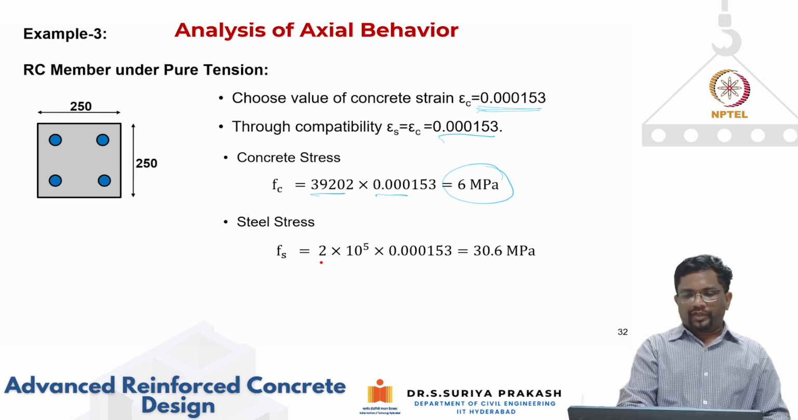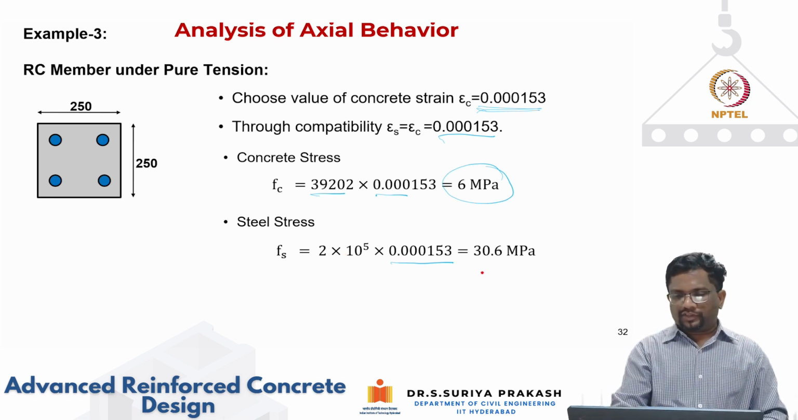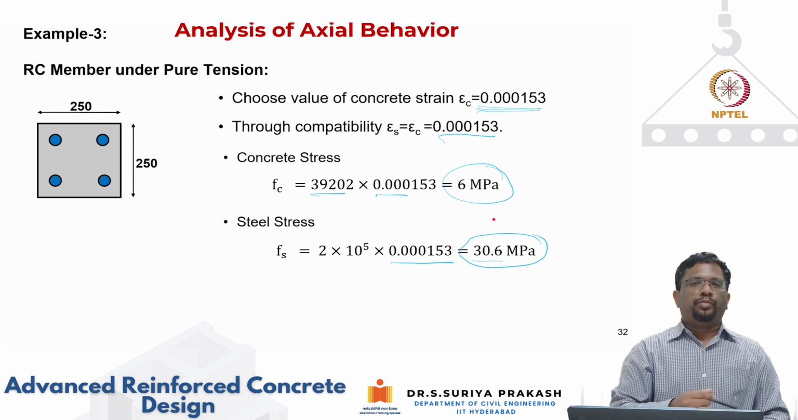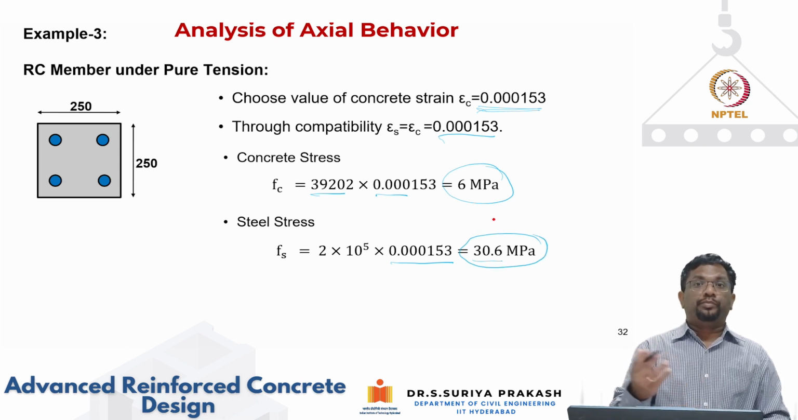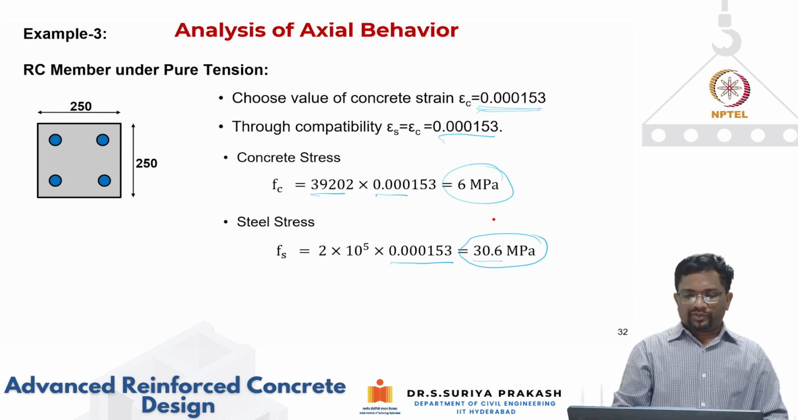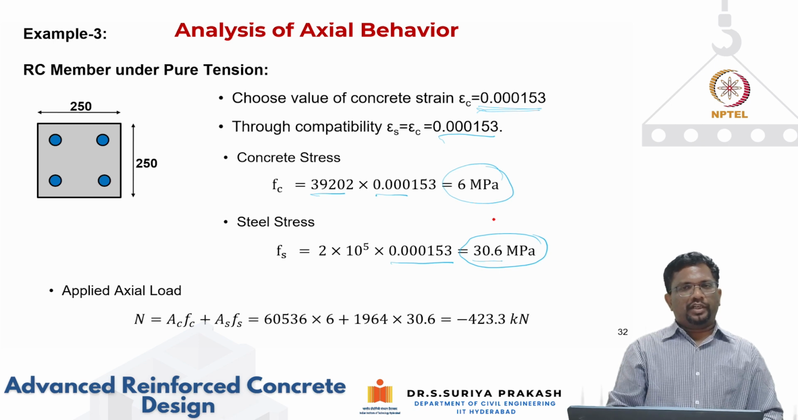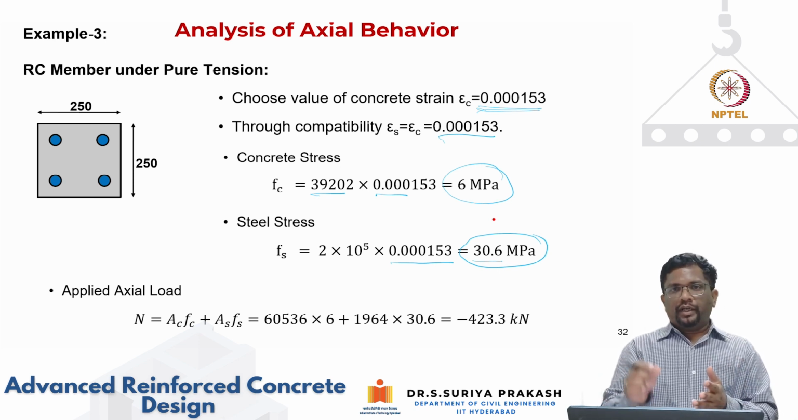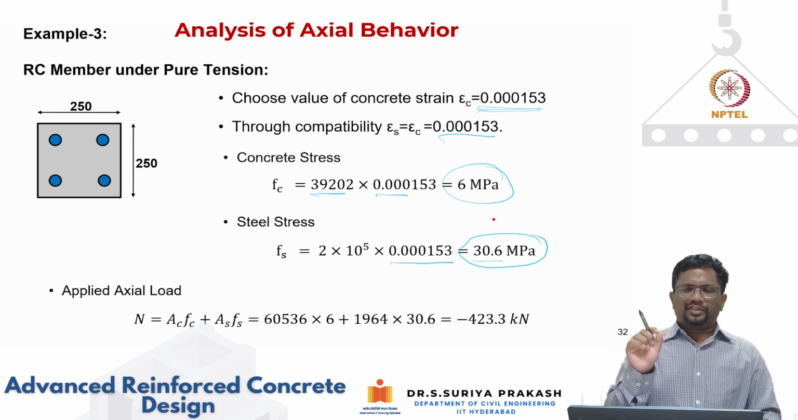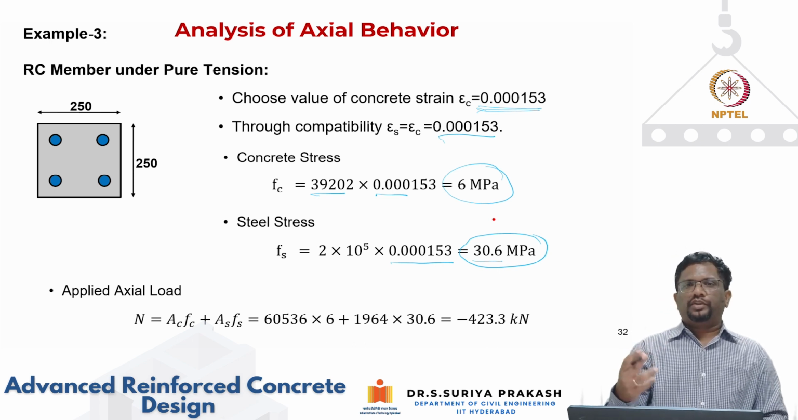Okay. So again, if you look at it, for this strain, the steel is going to offer a very low amount of stress. You see, the grade of steel we are dealing with is 500 megapascal, but at a strain of 0.000153, it is giving you only 30.6 megapascal. It is not even offering 10% of its yield levels. Okay, so it's about 8 percent or so. It is a very, very low stress offered by steel, because the strain at which concrete is going to crack is low. That is why the steel will not really play a major role in cracking load.